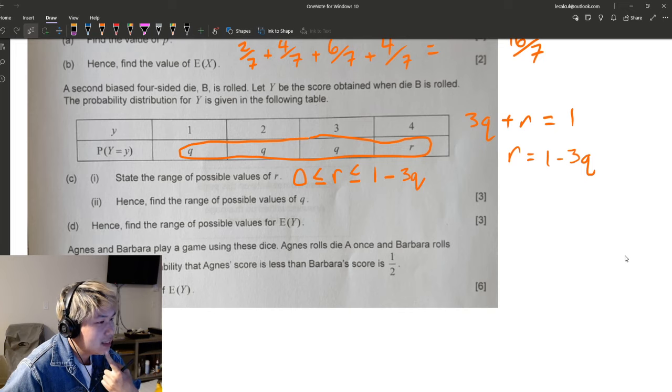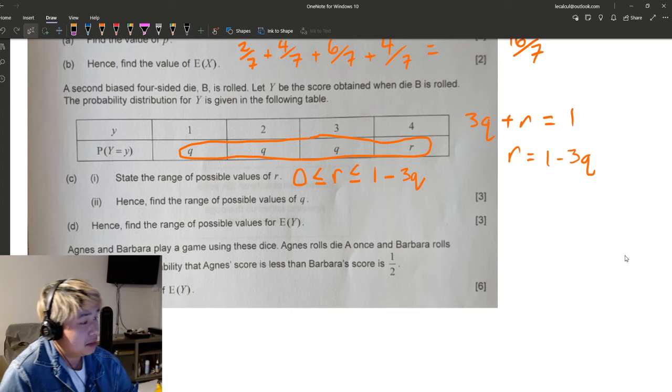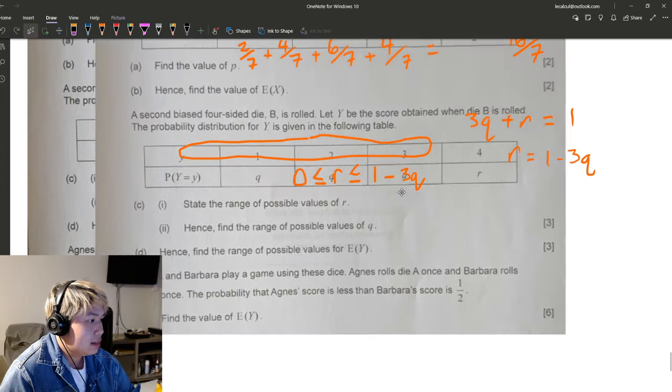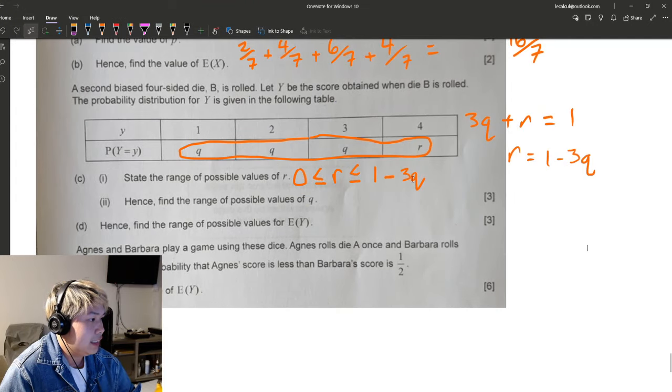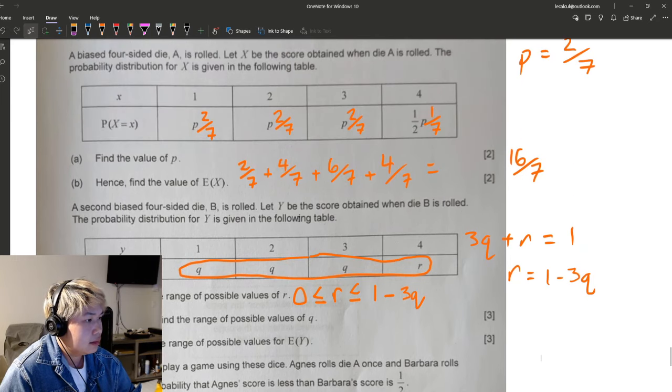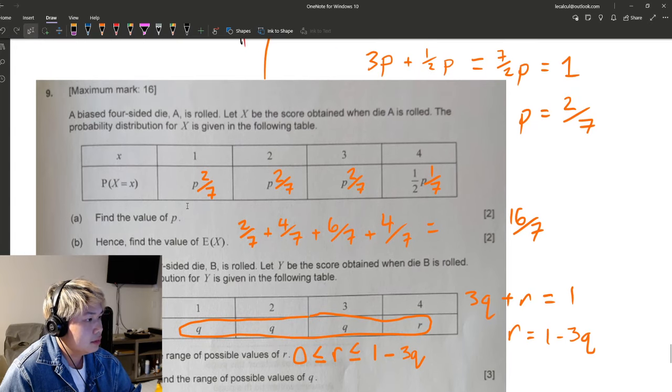Something like this? This doesn't really make sense though, because r has to be equal to this. Oops. Because if it was any less than this value, whatever this is, then the probabilities won't sum to 1. Well, that's kind of a weird question. I wonder what the answer is. Do they tell you anything about q?